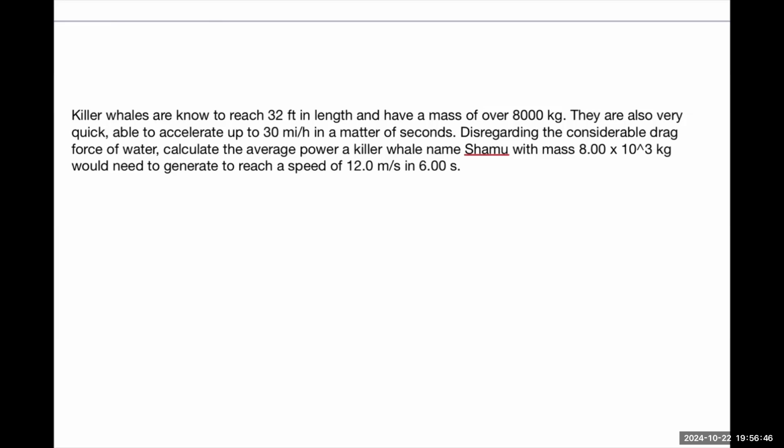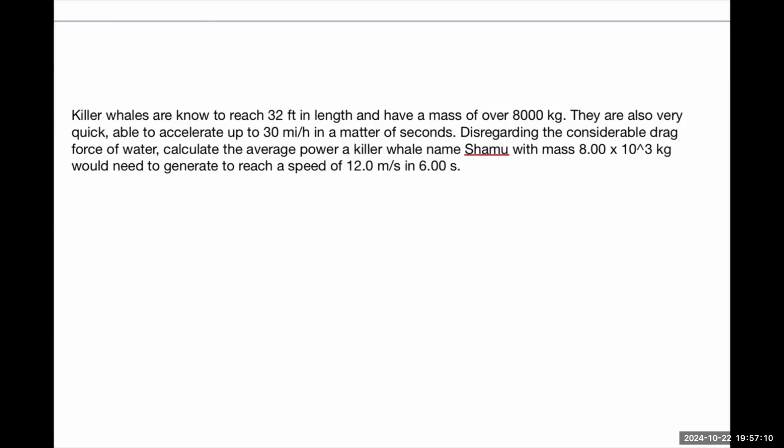So what's the power we need? What do we need to do to solve this problem? What we need to do is find how much the energy. Again, what's the power? Power is energy per unit time. We are given the time is 6 seconds. And now we need to find the energy.